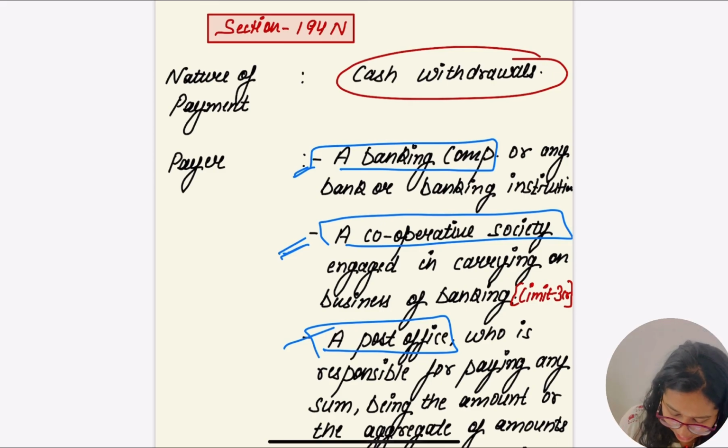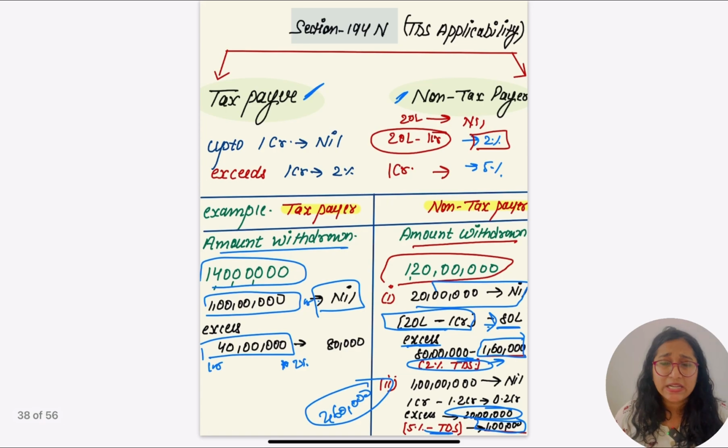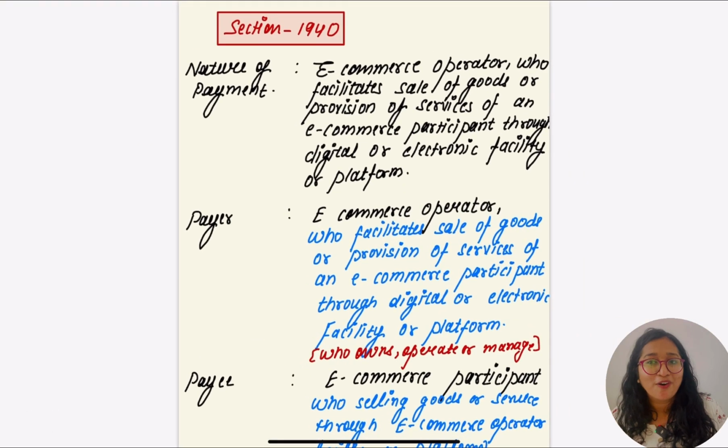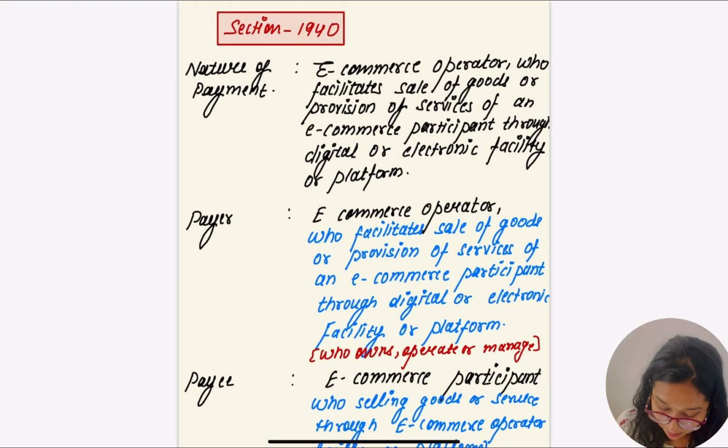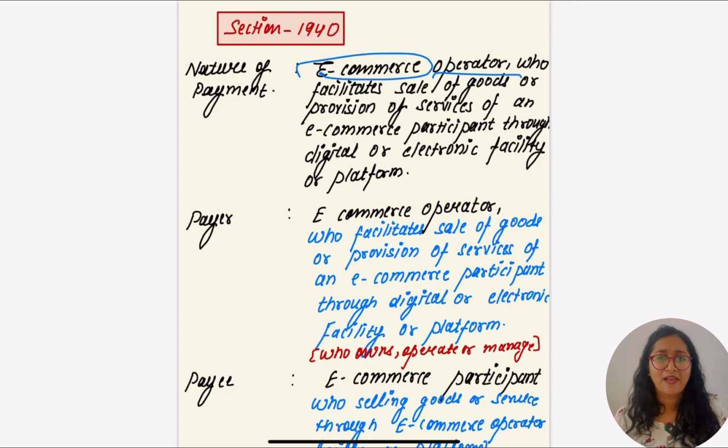Let's go for the other section, which is section 194O. It is for the e-commerce operator. Now, who is an e-commerce operator? We have actually read this term in GST. We know a bit about the e-commerce operator.